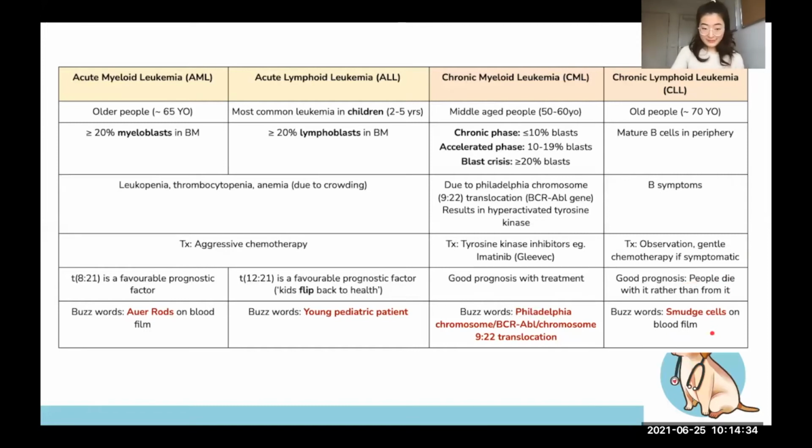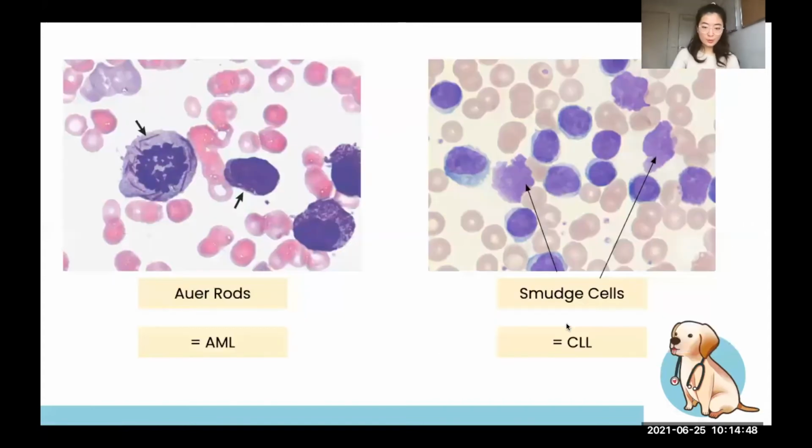So, a lot of information to take in. The main things to know are your buzzwords, especially your Philadelphia chromosome. Make sure you know that it's CML, because 100% there will definitely be a question on the exam on this. In terms of what your Auer rods and your smudge cells look like.